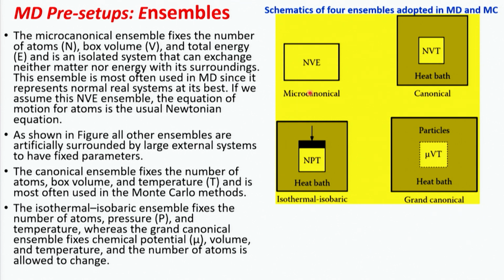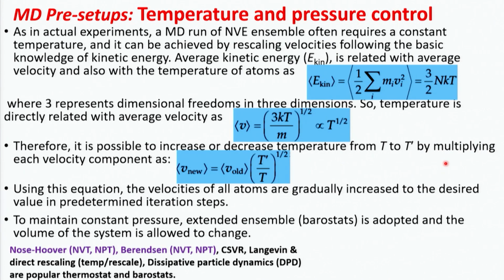So except microcanonical, essentially you need to have an external bath to conserve the temperature or to supply sufficient particles. Okay. So these are the control methods, how to control the temperature and pressure for canonical and isobaric and isothermal processes.